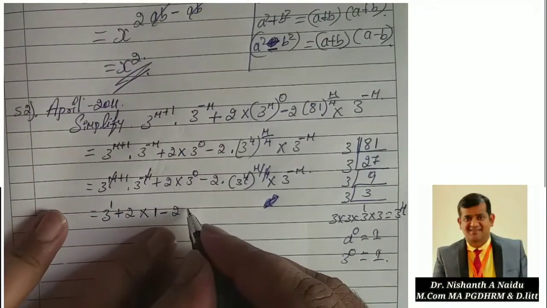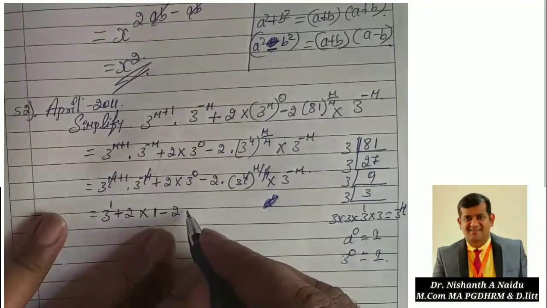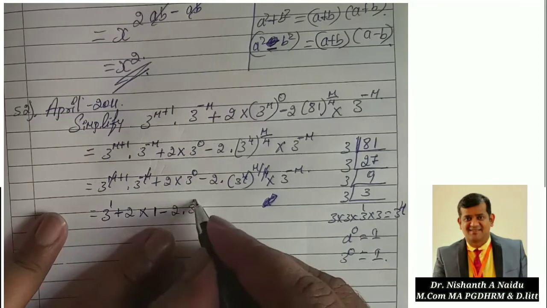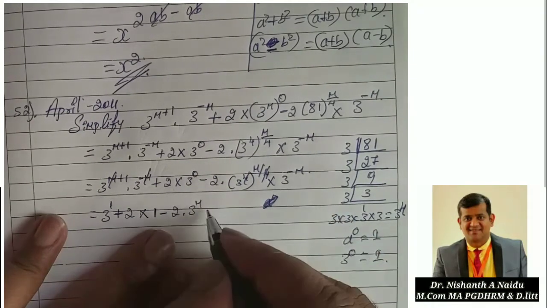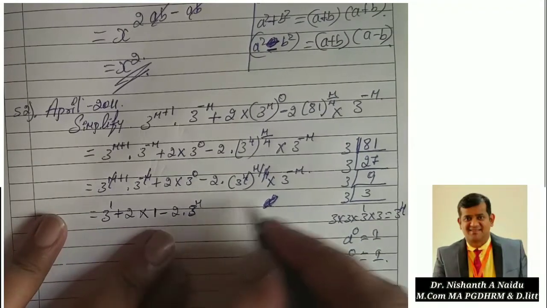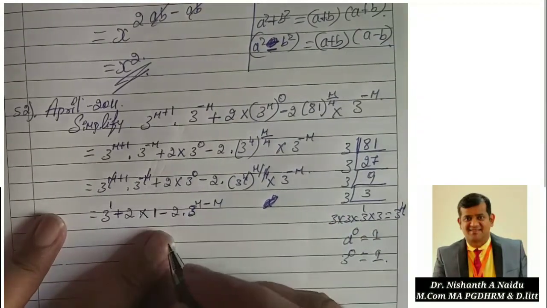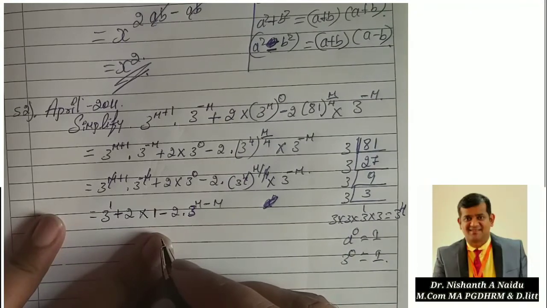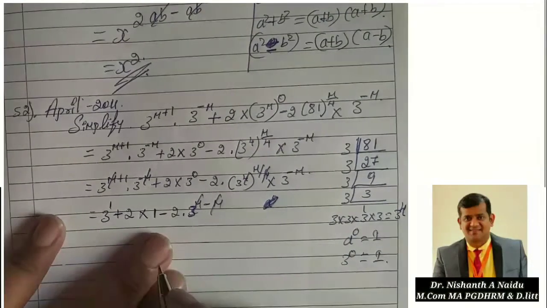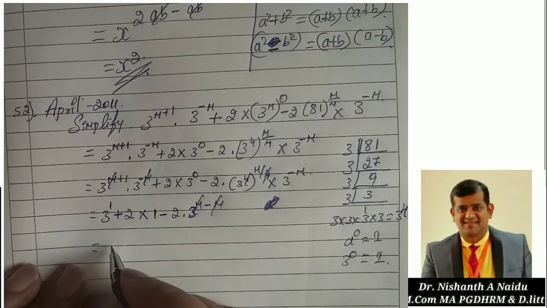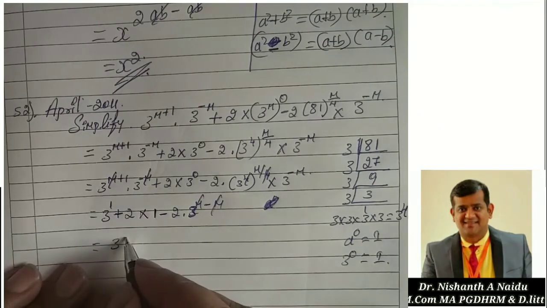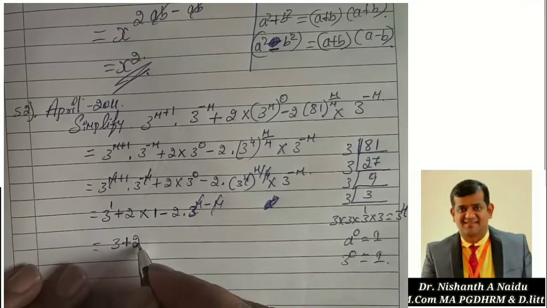Then 3 to the power of m into 3 to the power of minus m. The bases are the same, so I am adding the powers: plus m minus m got cancelled. So in the next stage, 3 to the power of 1 is equal to 3, plus 2.